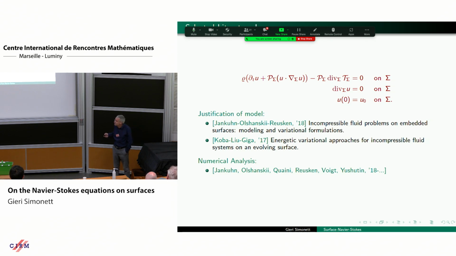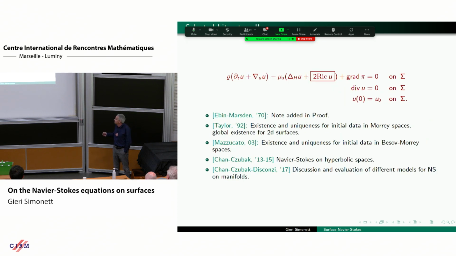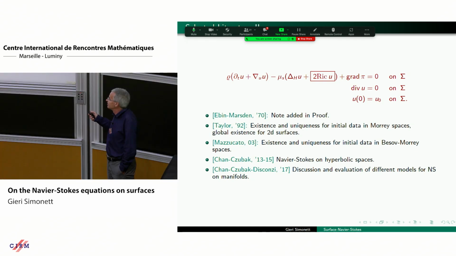If you want, you can switch and look at the purely intrinsic formulation, where only quantities in differential geometry show up. Now it's important to really stress that one should not neglect this Ricci term here. That was first observed by Ebin and Marsden in their famous paper, but it was rather added in a note at the very end that this should be the correct formulation.